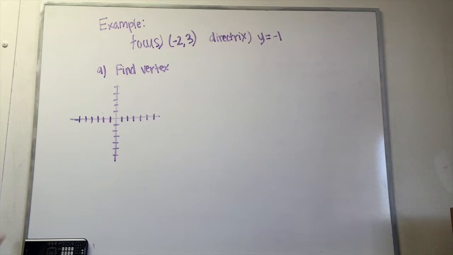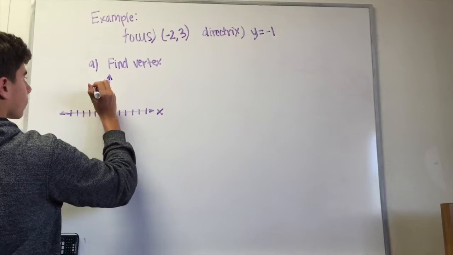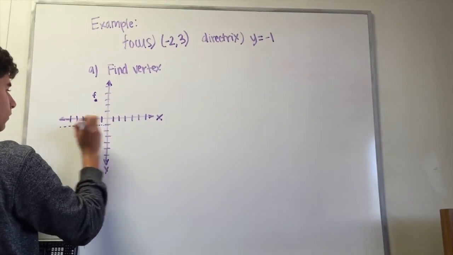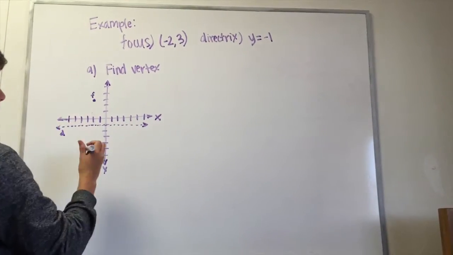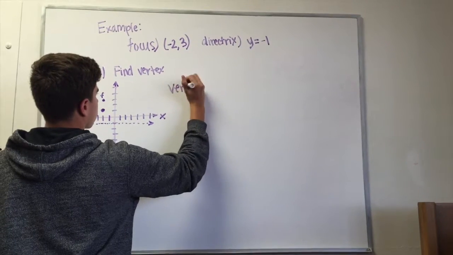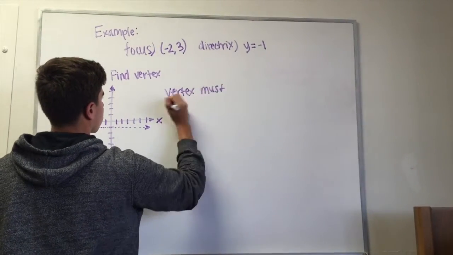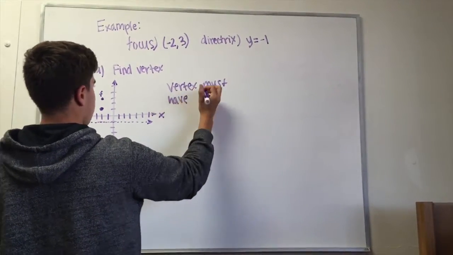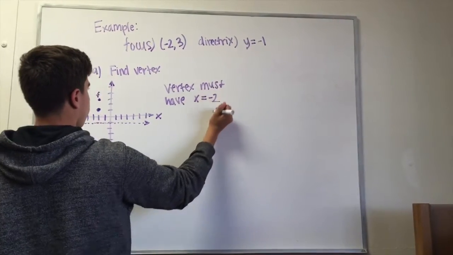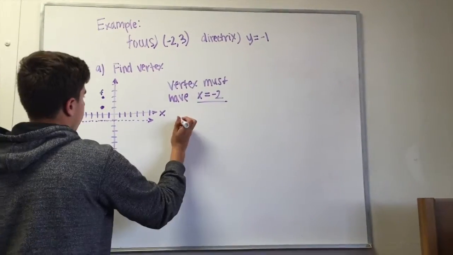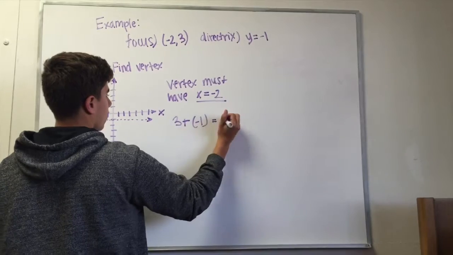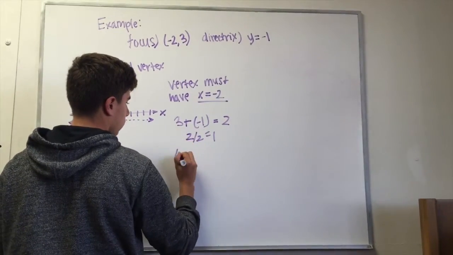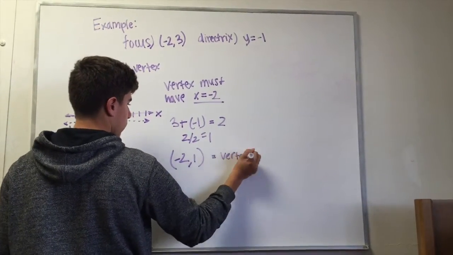Now we're going to be doing an example problem. In this problem, we are given the focus and the directrix, and we are supposed to find the vertex. So if we graph this, then we know that the vertex must have an x value that equals -2. And we know that the y value is the average between the directrix and the focus.